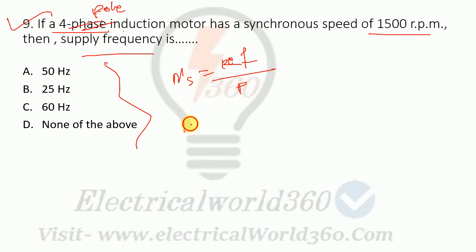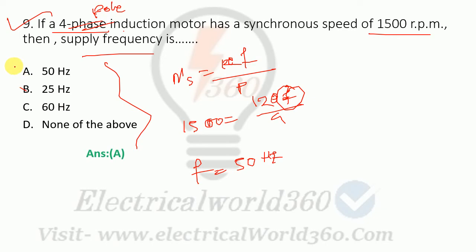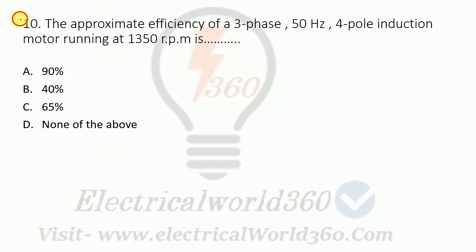So here the Ns is 1500 and the number of poles is 4. So 120 f. So we can easily find out the f. So f will be, after solving that, 50 Hz. So that's why here the option number A will be the right answer. This is the question number 10.